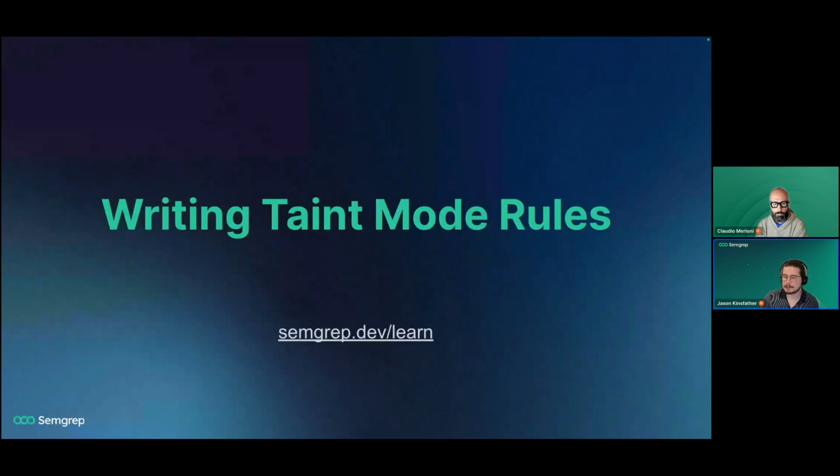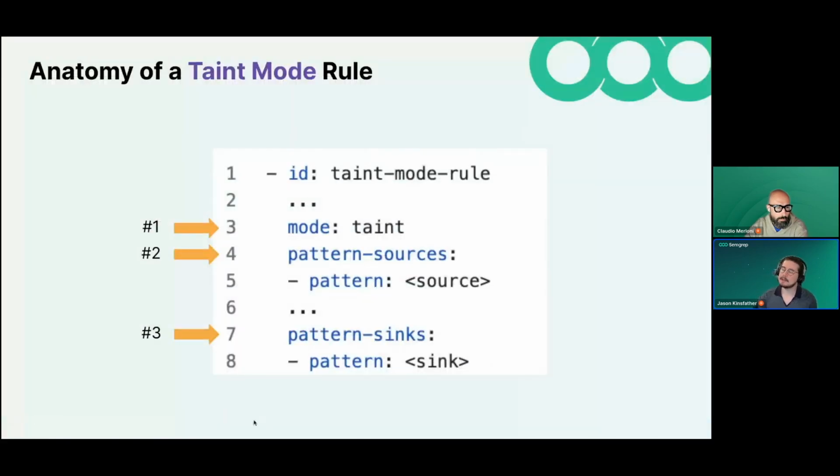So let's talk a little bit about how to write taint mode rules. We looked at the match mode or search mode rules, and those were pretty basic. With taint mode, the syntax is a little bit different. There are three things required to turn a rule into a taint mode rule. The first is a flag that says mode is taint. That tells Semgrep we're going to write a taint mode rule. Then we need a pattern-sources block, which is where the data is coming in, and then a pattern-sinks block, which is where the data is going out.